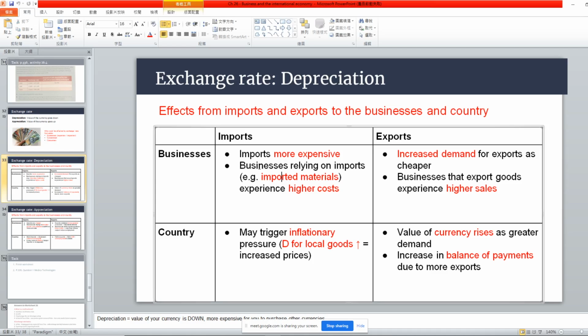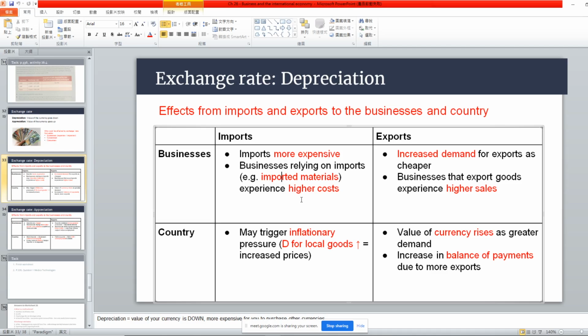So when you are a business which needs some imported material for your production, it's going to be high cost, because it's more expensive to buy those raw materials when you are experiencing depreciation. And to the country, if that happens, there might be higher inflation because, once again, it's more expensive to buy imports.